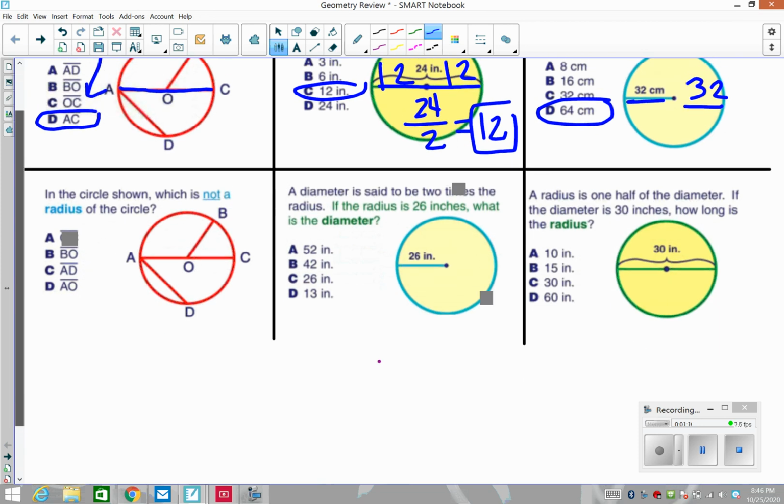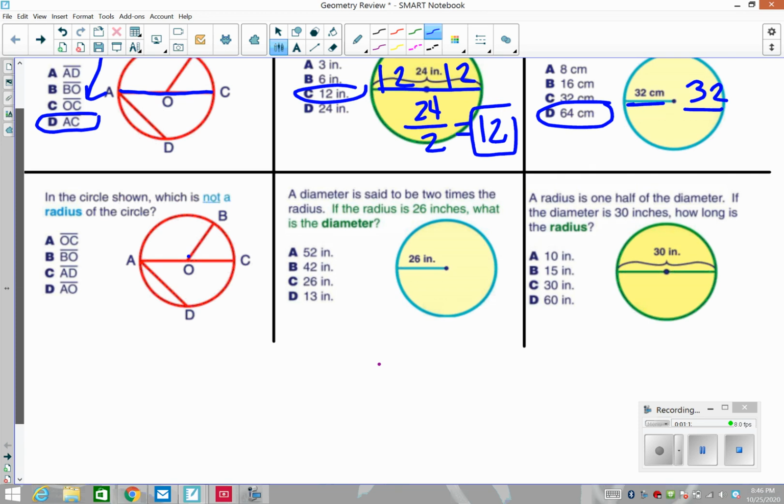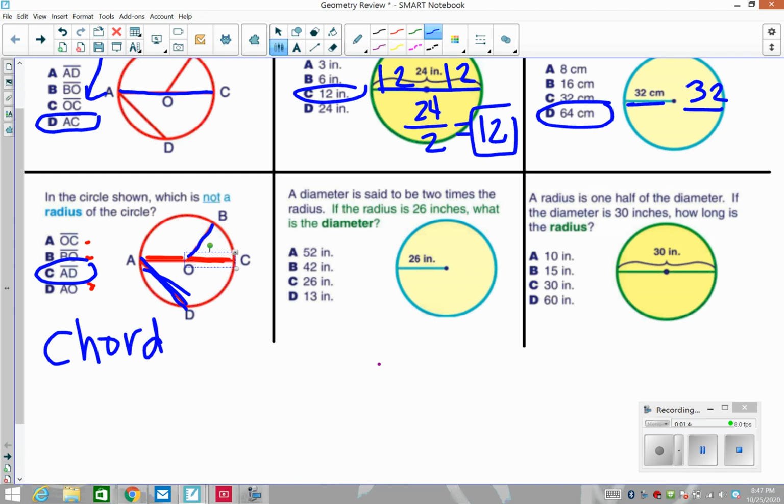In the circle shown, which is not a radius of the circle? So this is a radius, that is a chord actually. So OB is a radius, AC is a diameter. So let's see what we got here. BO is a radius. OC is a radius. AO is a radius. So the only one that is not a radius of the circle would be AD. It's actually called a chord. That's actually what we call it, a chord.